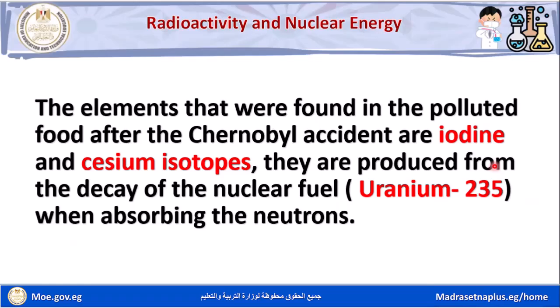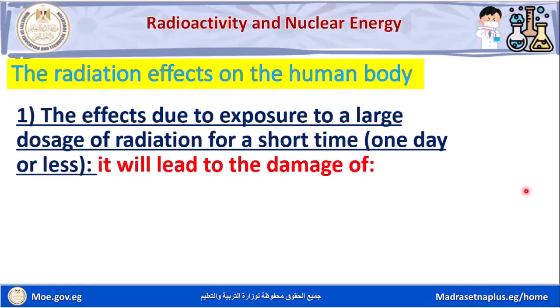The elements that were found in the polluted food after the Chernobyl accident are iodine and cesium isotopes. The iodine and cesium isotopes are produced from the decay of the nuclear fuel, uranium-235, when absorbing the neutrons. The radiation effects on human body.